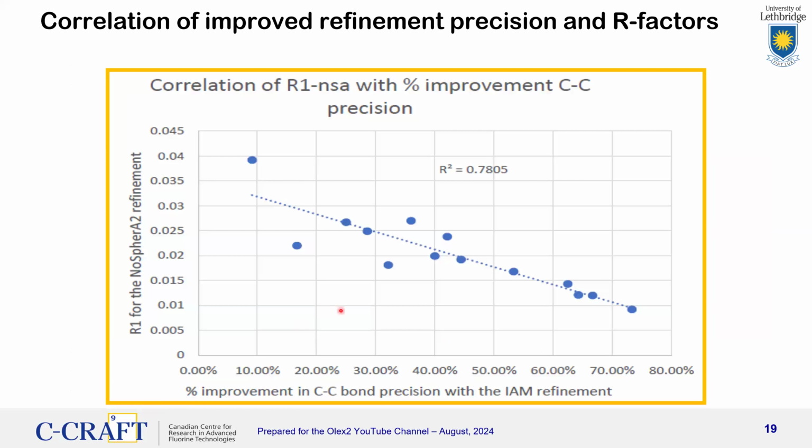What I mean is shown by this graph here. So it's a simple graph. Here we have the percentage improvement in the carbon-carbon bond precision. Here we have the R1 values. So the lowest ones are here, the best structures. And you see that for the best structures, we get a really good straight line correlation, very little scatter. But as you get to worse data over here, worse structures, then you get a little bit more scatter. Nevertheless, it is a pretty good correlation.